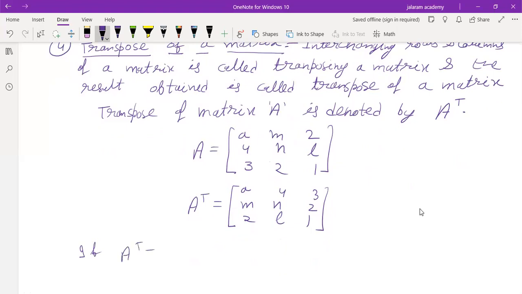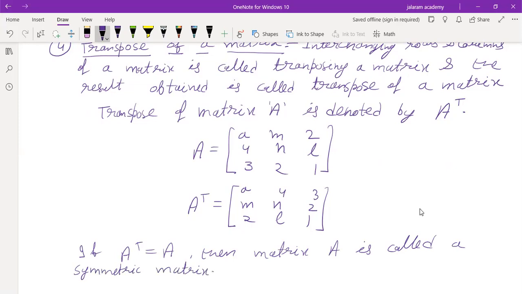If A transpose equals to A, then matrix A is called a symmetric matrix. Understood?